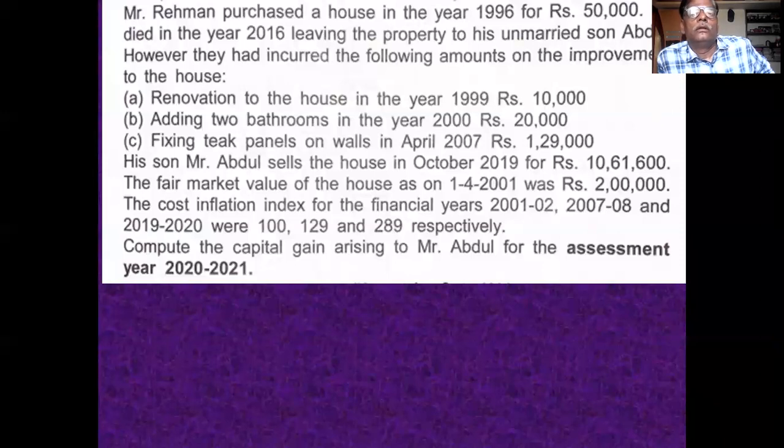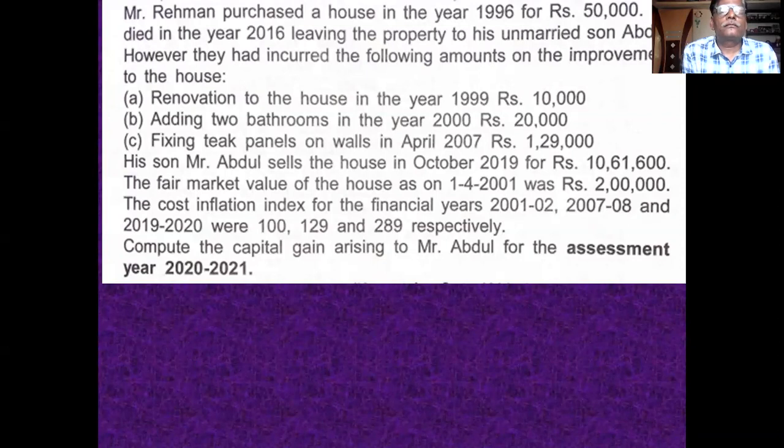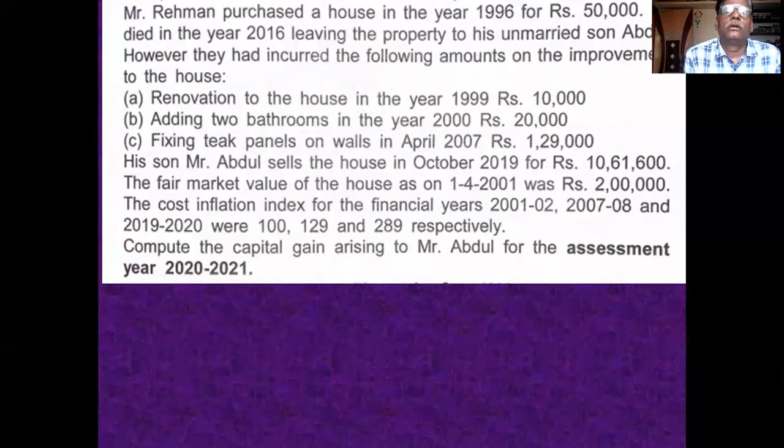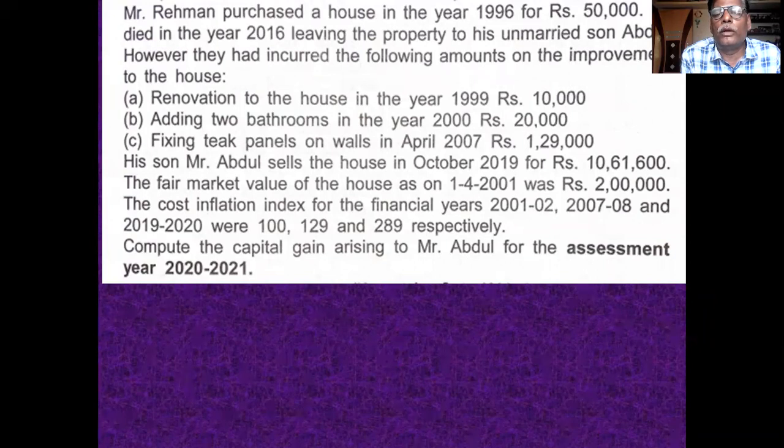However, they had incurred the following amounts on the improvement of the house. Renovation to the house in the year 1999, rupees 10,000. Renovation means improvement. 10,000 rupees spent for improvement in the year 1999. So I'll tell you, this point you ignore. Why ignore?